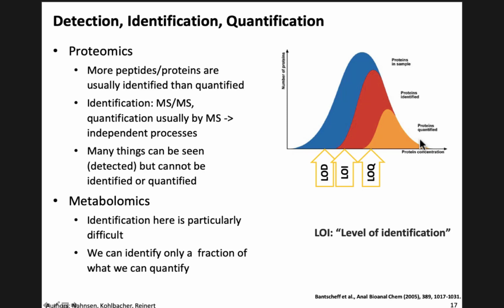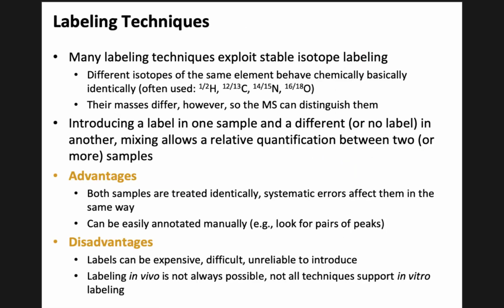In metabolomics, things are slightly different, as we will see this afternoon and tomorrow morning. Here, identification is much harder than in proteomics, so we tend to identify a lot less than we can quantify. Actually, several orders of magnitude less than we can quantify. And that's one of the challenges that we have, just as a forward pointer to what we will discuss later today.